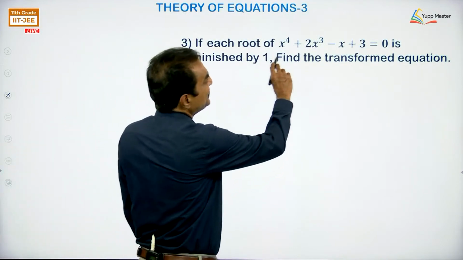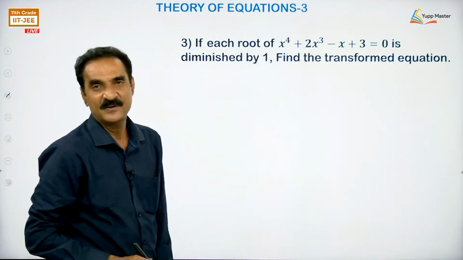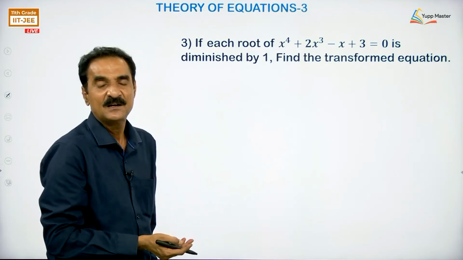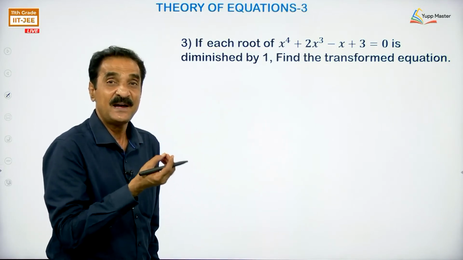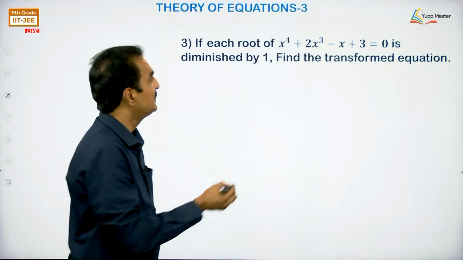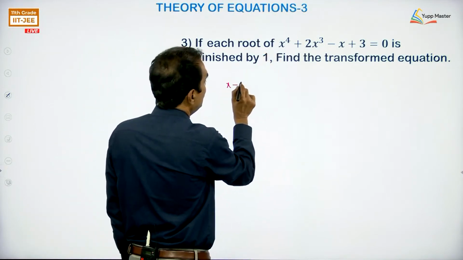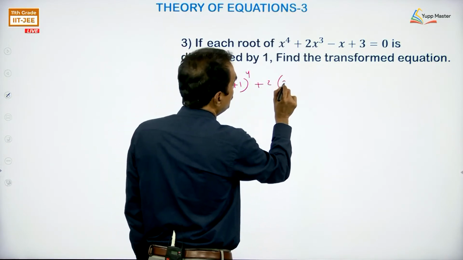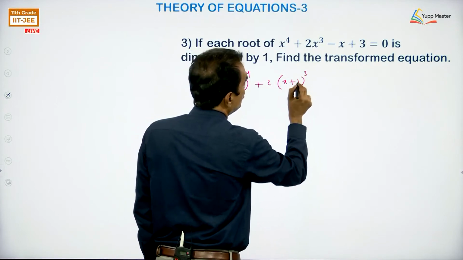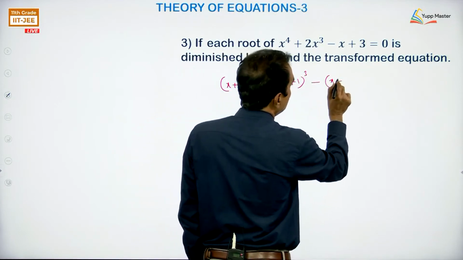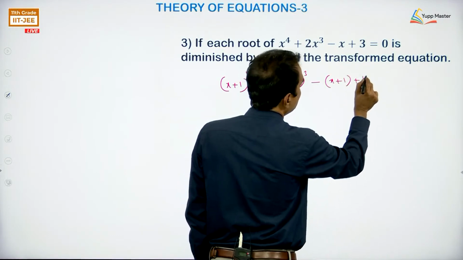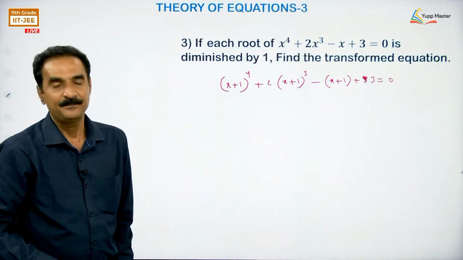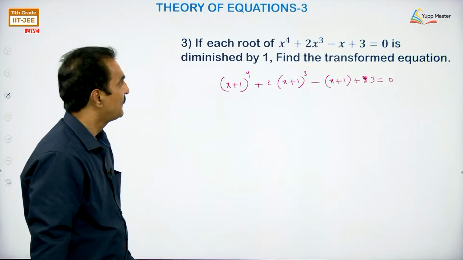If each root is diminished by 1, find the transformed equation. Very simple. Already I have explained. If each root is diminished by 1, then we have to replace x by x plus 1. We should add 1 to the variable. So, the new equation is (x plus 1) whole cube to the power 4 plus 2 into (x plus 1) whole cube minus (x plus 1) plus 3. This is our answer. You can simplify. Next question.